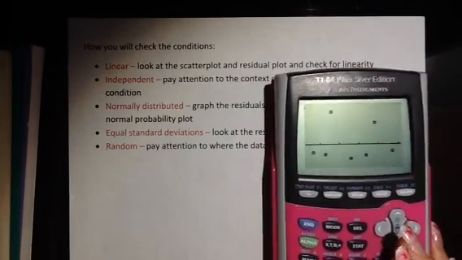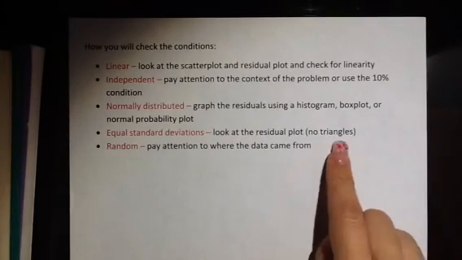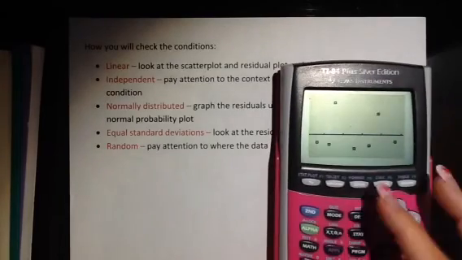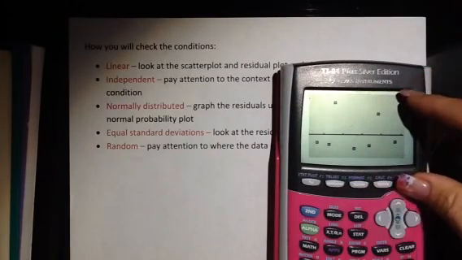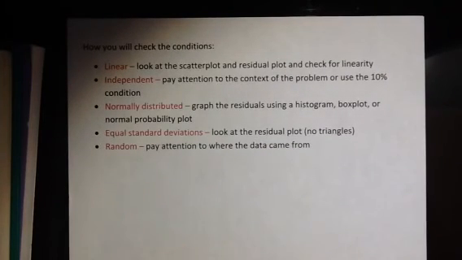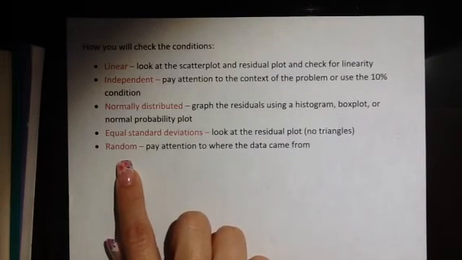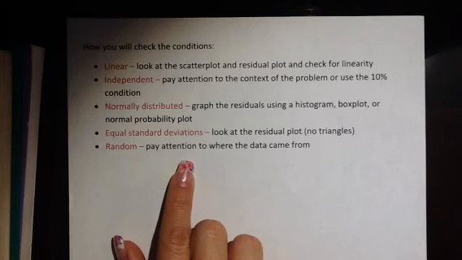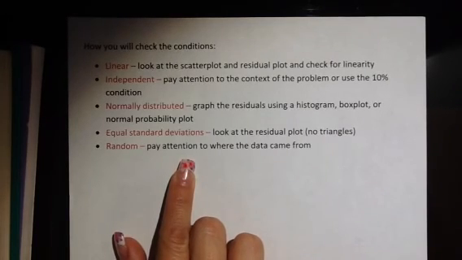Things that really should stand out to you is when you see those sort of triangles happening. So if I see really close here and then it's spreading out that way, those are things that are red flags for me. Then we have random, and random again just comes from your context. Pay attention to the context and make sure that the data was gathered randomly.